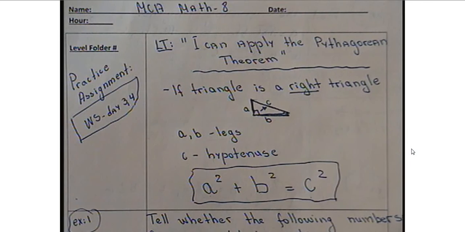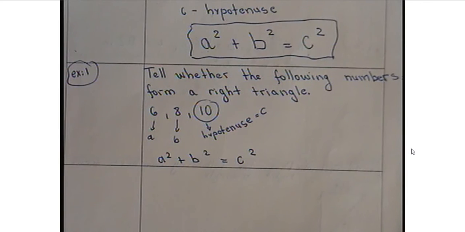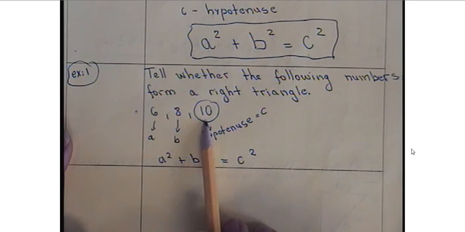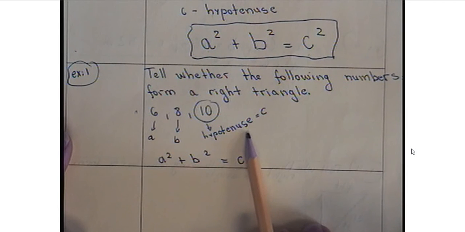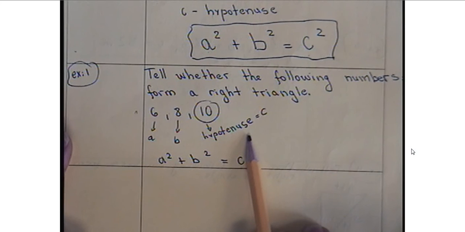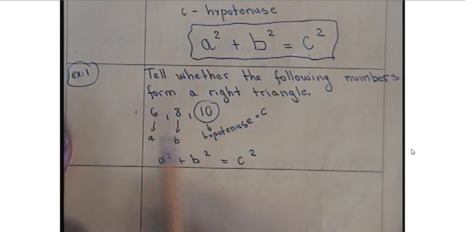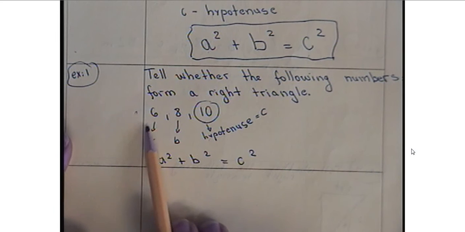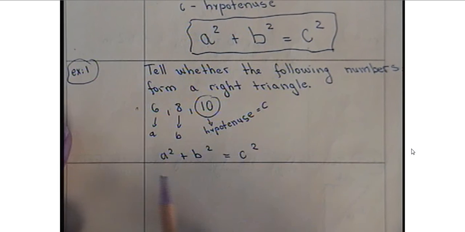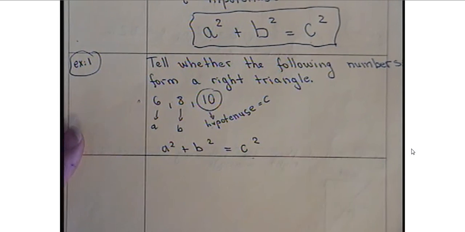So now, first example. Tell whether the following numbers form a right triangle. If you are given three numbers and you're not sure what type of triangle it is, you have to check it and see if it's going to work. From all three, the largest one is the hypotenuse. This is the only thing you need to know in this case. Once you know what C is, it doesn't matter which one of the other two you call A or B. So let's go ahead, apply the Pythagorean theorem, substitute and see what we get.